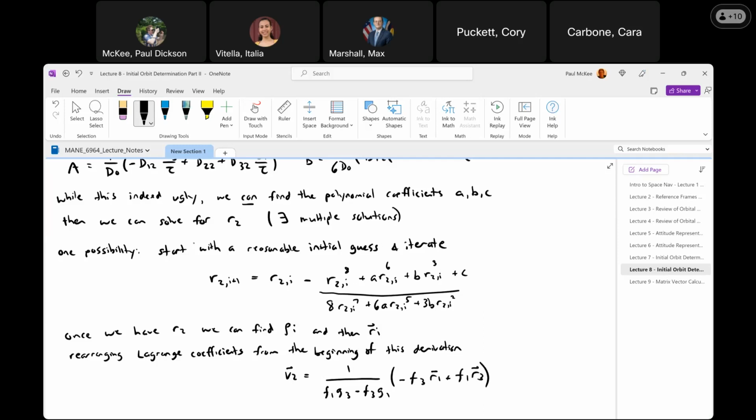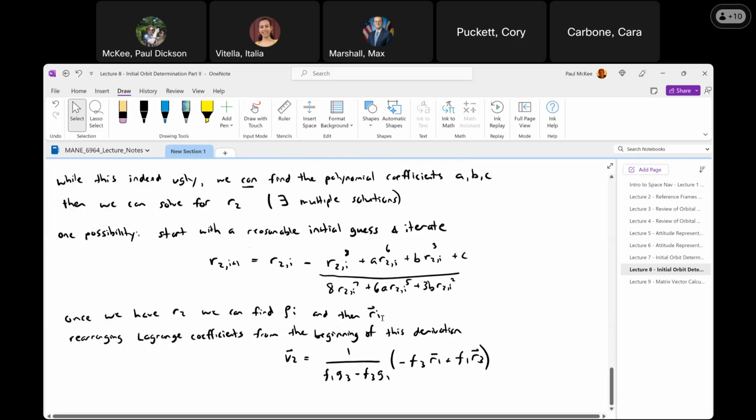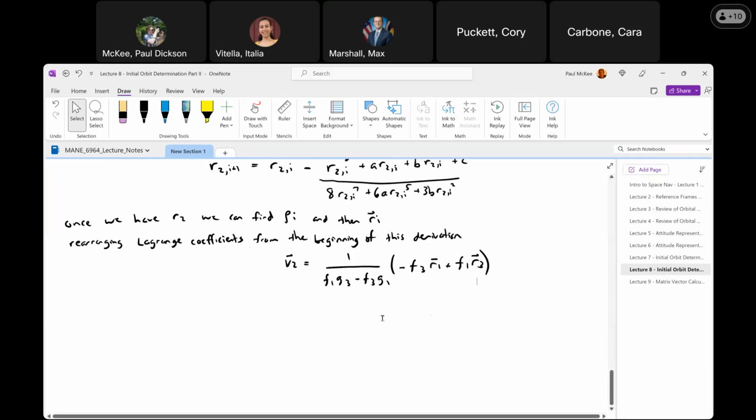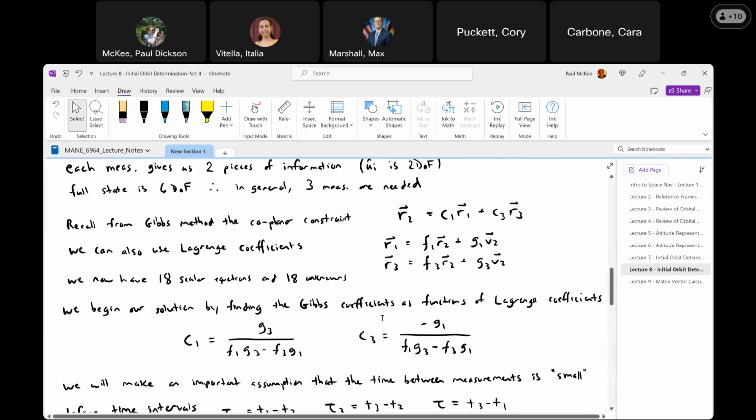Now you might just say, Paul, if we have R1, R2, and R3, why don't we just use Gibbs method to solve this, right? Like we just did all this math. We found R1, R2, and R3. Now you're telling us to use Lagrange coefficients, but isn't the end of this whole journey just the beginning of the Gibbs method journey? And the answer is absolutely you could do that, but Gauss couldn't.